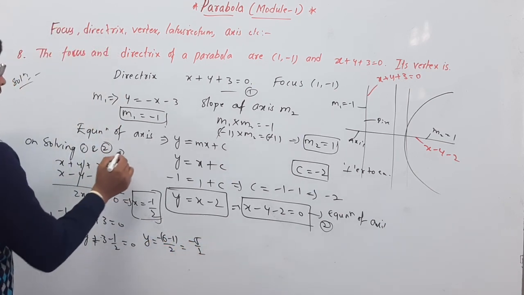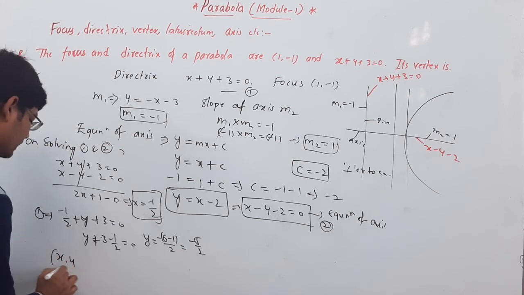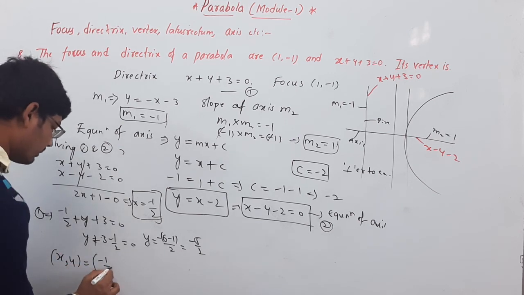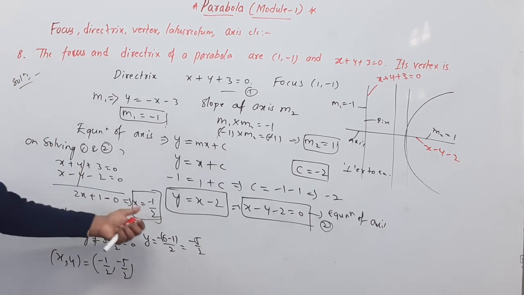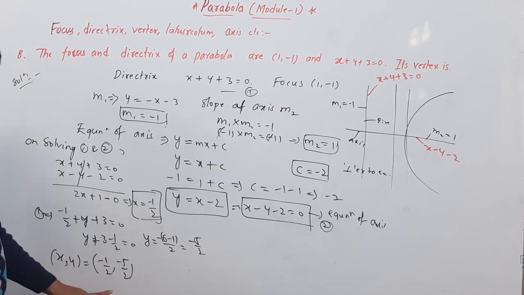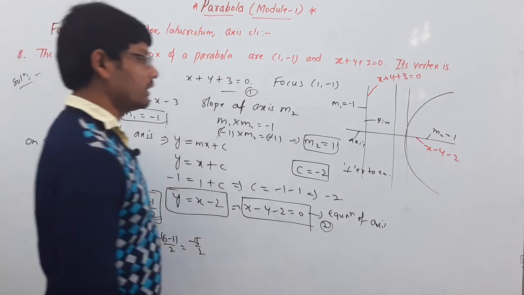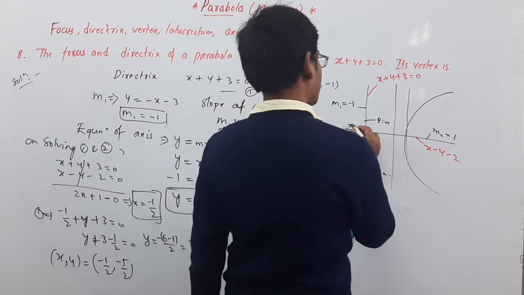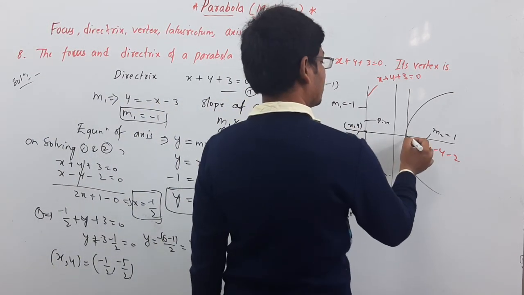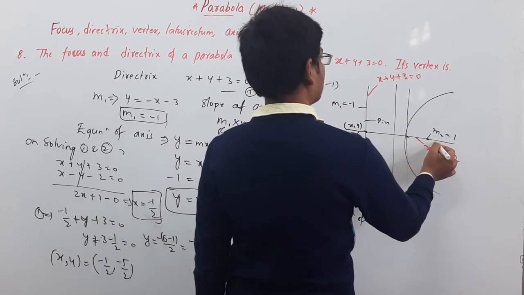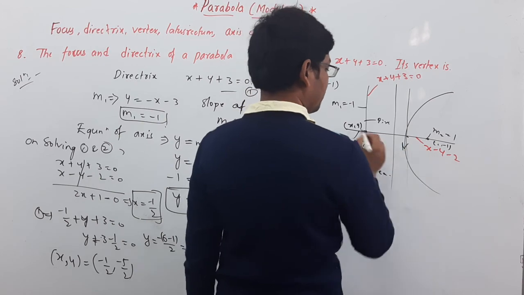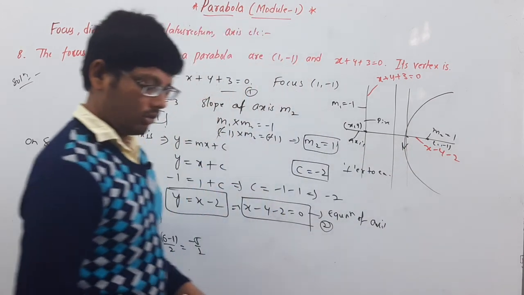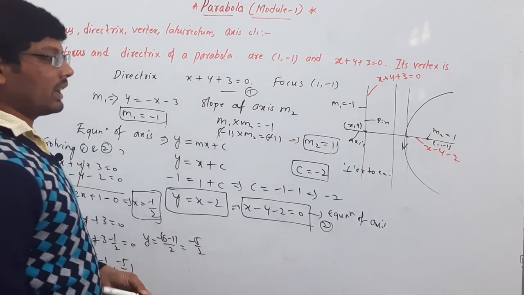Here we got the x value, so (x, y) is equal to how much here? Minus 1 by 2 comma minus 5 by 2. So this is (x, y), and this is the focus, that is how much we got? (1, minus 1). The vertex is the midpoint of these two values. Vertex is nothing but the midpoint of these two values.